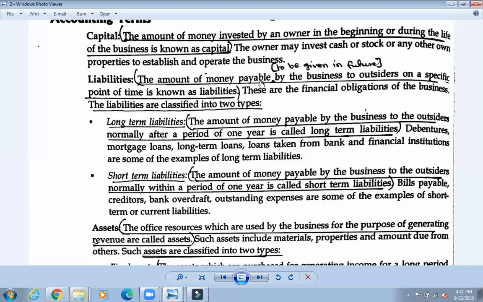You need to pay them. Okay, so that is called the liabilities. You have not paid, but you need to pay in the future. So that is called the liabilities. Okay, payable means to be given in future.